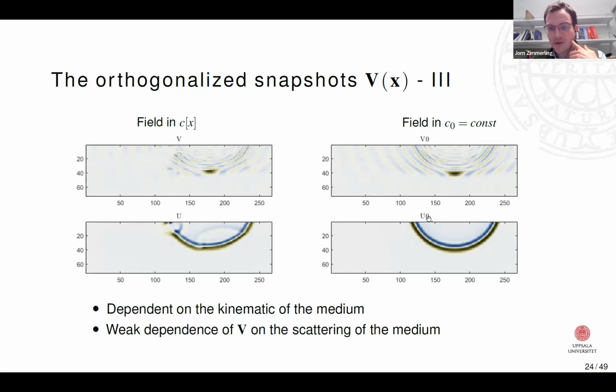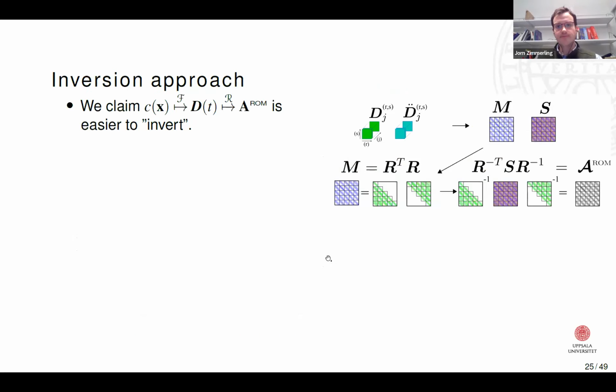And then to show that they're indeed only dependent on the kinematics, here I computed the U in a constant background medium that has the same constant background as my true velocity, and I truly only have a spherical wave. If I do this orthogonalization process there, I end up with a very similar function V, which I call V0 here. This shows that you have a strong dependence on the kinematics of the medium and a weak dependence on the scattering of the medium.